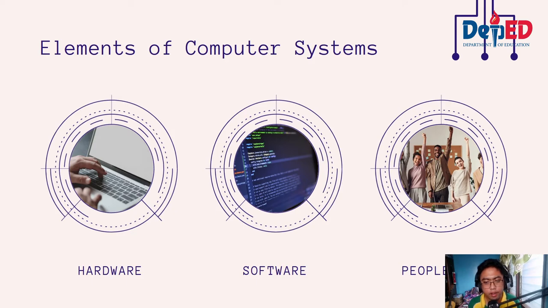While peopleware, this is very basic, this is very elementary. Peopleware are us, the ones who are using the computer. And we have another one which is not in your module, the dataware. Dataware is the data that is inputted to your computer through your hardware, processed by your software, and manipulated by us people.